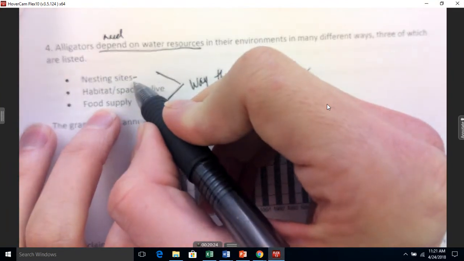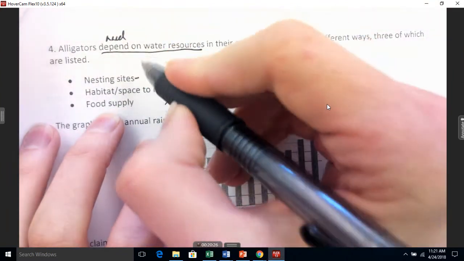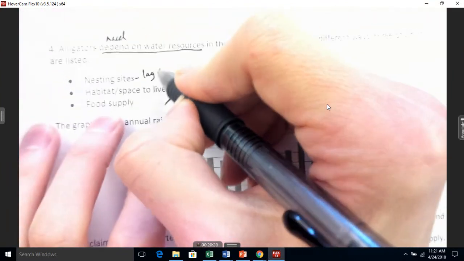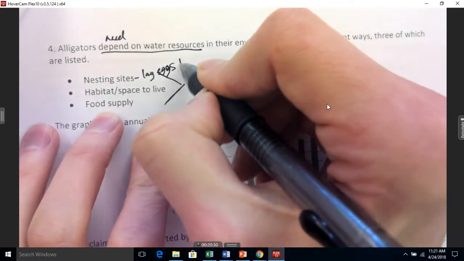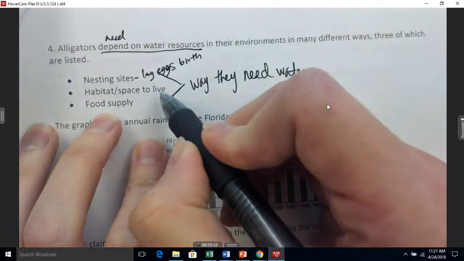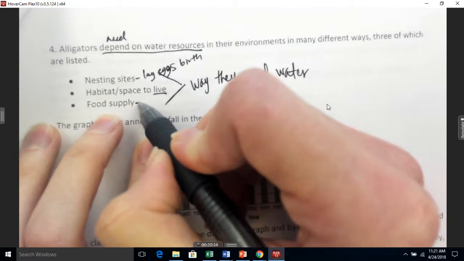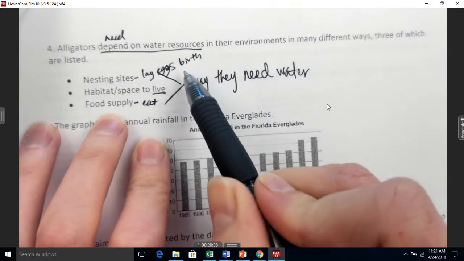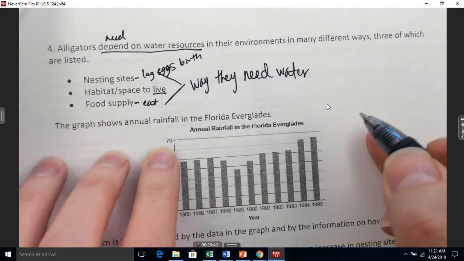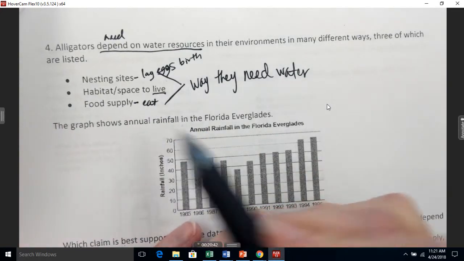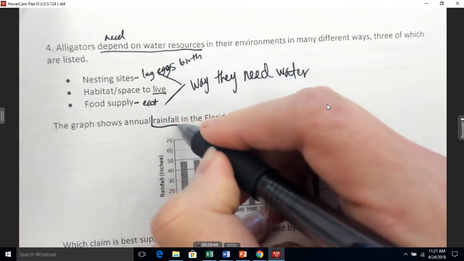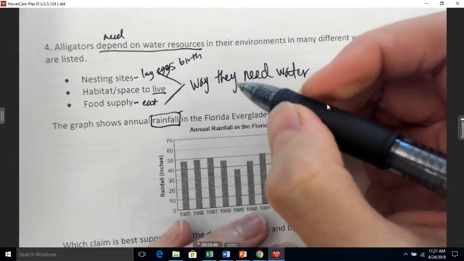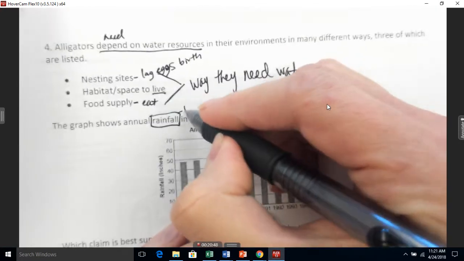A nesting site would be where they lay eggs or give birth. Habitat is where they live, and food is where they eat. So they have to have water to lay eggs, live, and eat. The graph shows annual rainfall, so rainfall will be the amount of water.